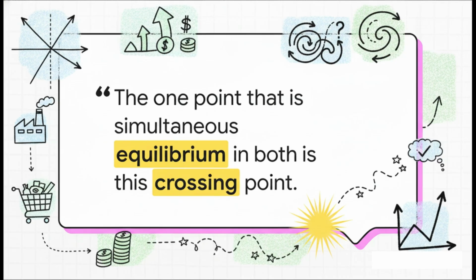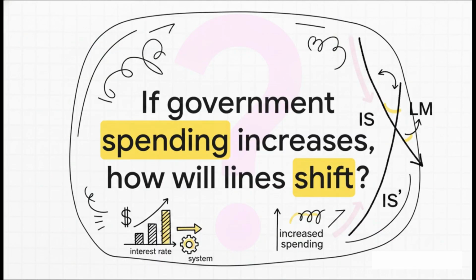Out of all the infinite possible combinations of interest rates and economic output, there is only one single point where they intersect. As our source perfectly puts it, the one point that is simultaneous equilibrium in both is this crossing point. At this exact spot, there's no glut of unsold goods, and there's no shortage of money. Both the physical economy and the invisible economy are perfectly satisfied. It's a perfect balance. But as we all know, the real world never stands still. And that's exactly what makes this model so incredibly powerful.